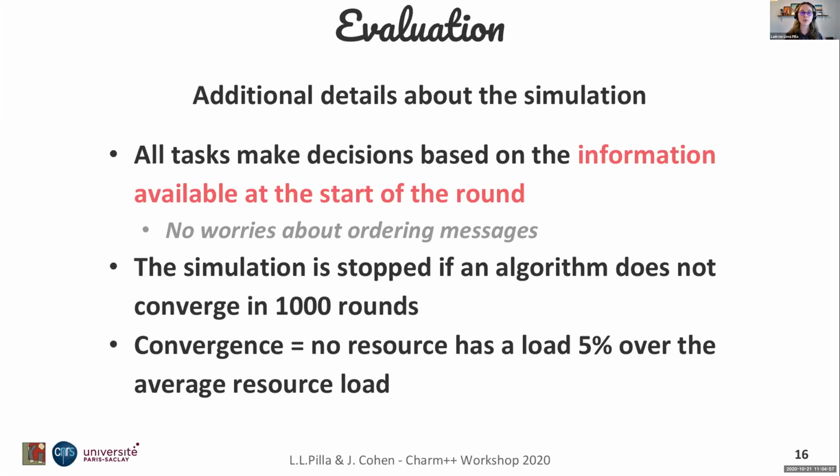So we don't have to worry about ordering messages and the asynchrony in the simulation. We can just do a sequential simulation that's always going to provide the same results. The simulation stops if a scheduling algorithm is not able to achieve convergence in 1,000 rounds, to limit the time that these simulations can take. And we define convergence here as the situation where no resource has a load that is 5% over the average resource load. So if the average is 100, if everyone has 105 or lower, it's okay. If any resource has more, we go for another round.